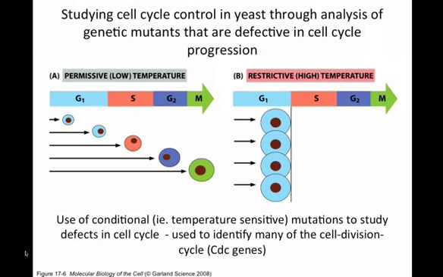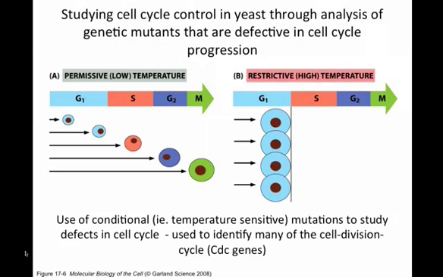But when you change the temperature to a high temperature, which is known as the restrictive temperature, then the defect will be there, and they'll all keep cycling until they reach their point of defect. And in this case, something having to do probably with start, the start is probably defective, and you're stuck between G1 and S. Okay?